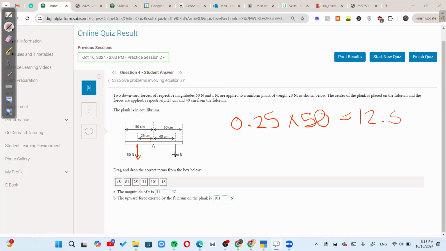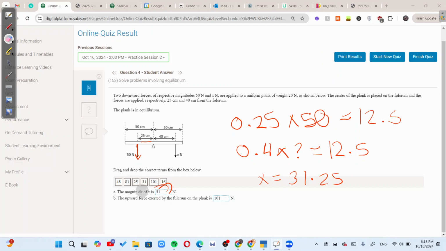Now you need this side's moment to also equal 12.5. So what you do is distance times newtons equals 12.5. So distance is 0.4 times newtons times question mark is going to give you 12.5. So when you divide 12.5 by 0.4, you should get 31.25 or something like that. X is going to equal 31.25, and just round it to the closest number, which is 31.